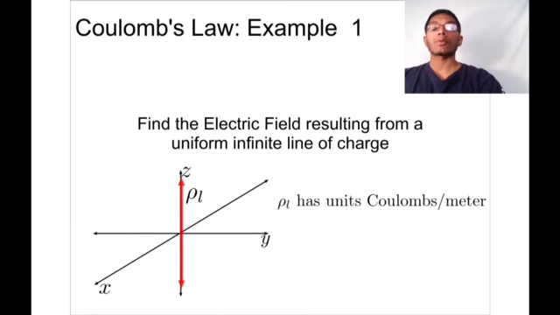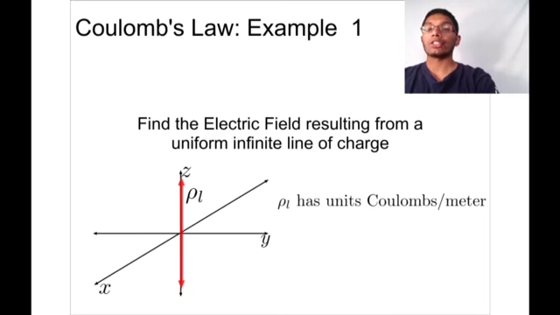The approach to solving this problem is to use Coulomb's law. The difference to what we've been doing earlier is that we've had, up to this point, just discrete point charges that we're just adding together to give an electric field at a given point of interest. Over here though we have a continuous uniform charge density along this line.